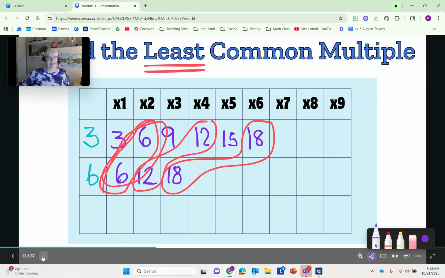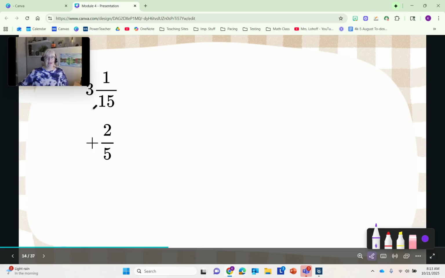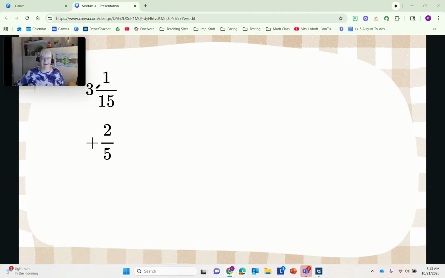Let's look at a second example. 3 and 1/15, that's a 3. Move myself a little bit more out of the way. 3 and 1/15 plus 2/5. Check out that denominator. Again, they are not the same. We cannot add fractions when the denominators are different numbers. Then we have to find our least common multiple.